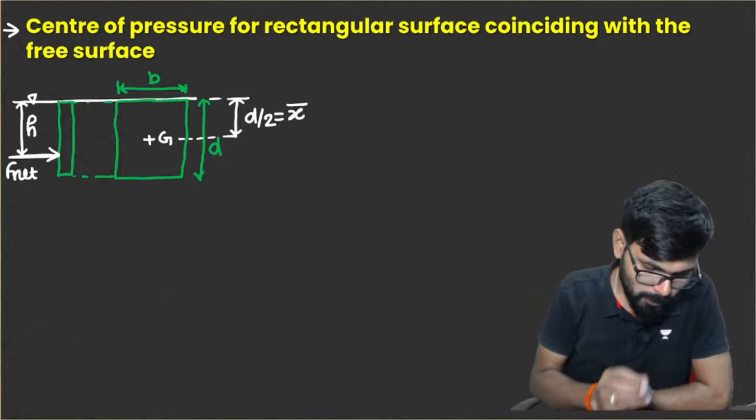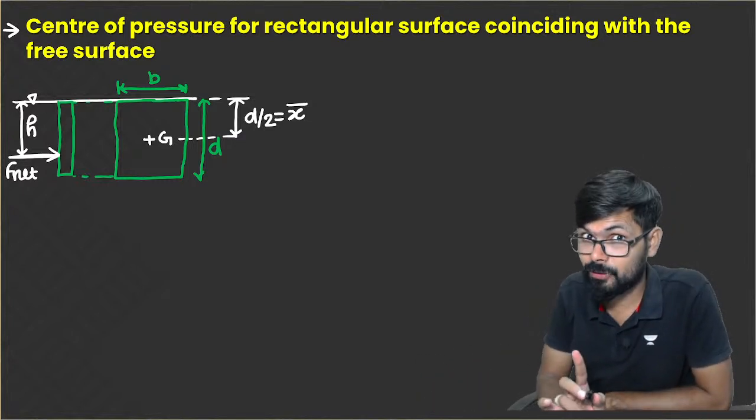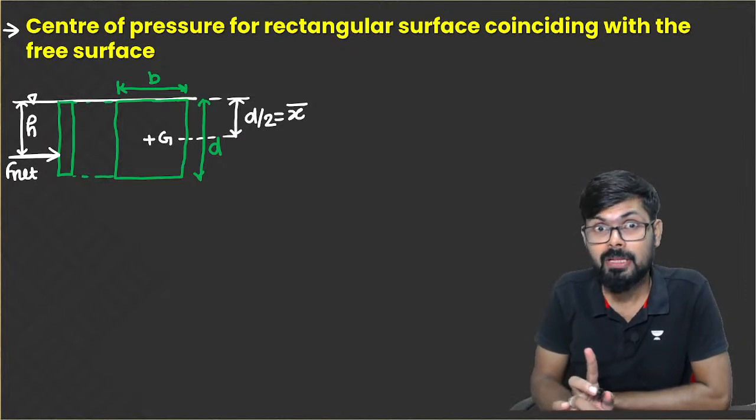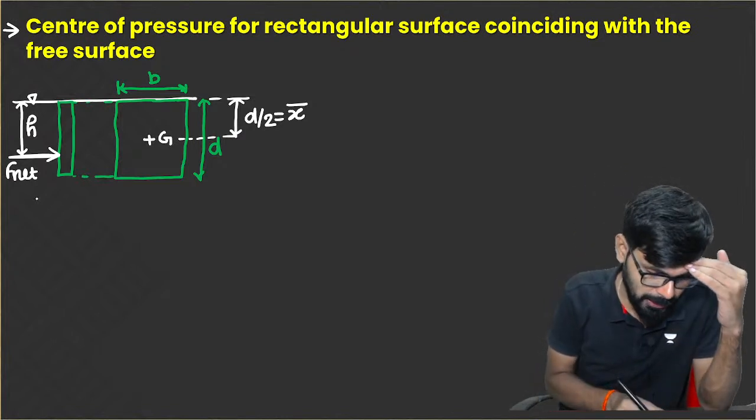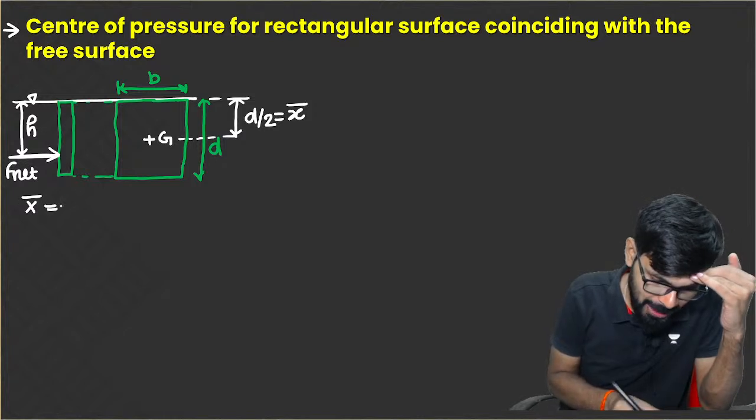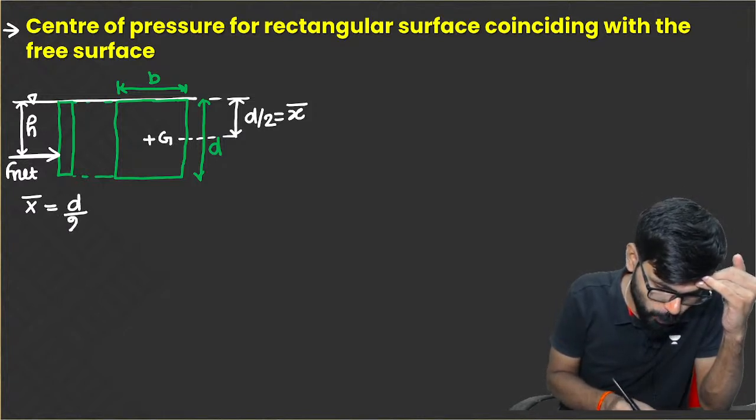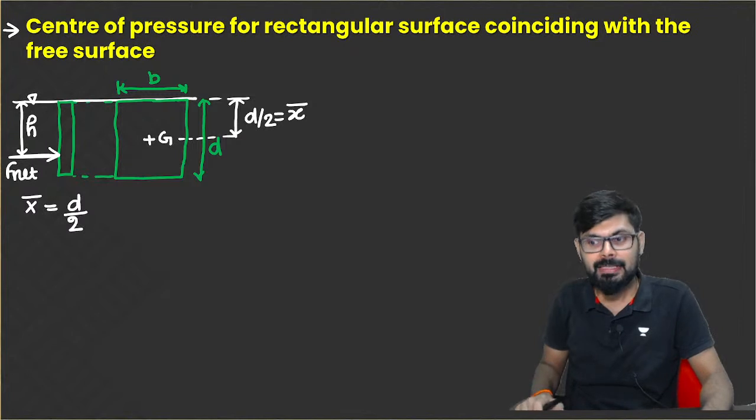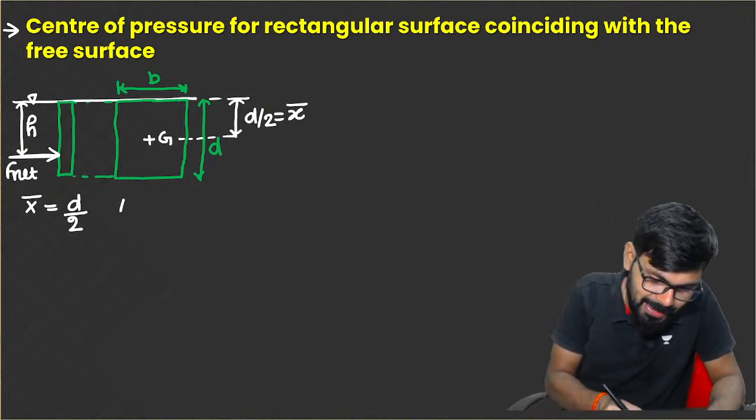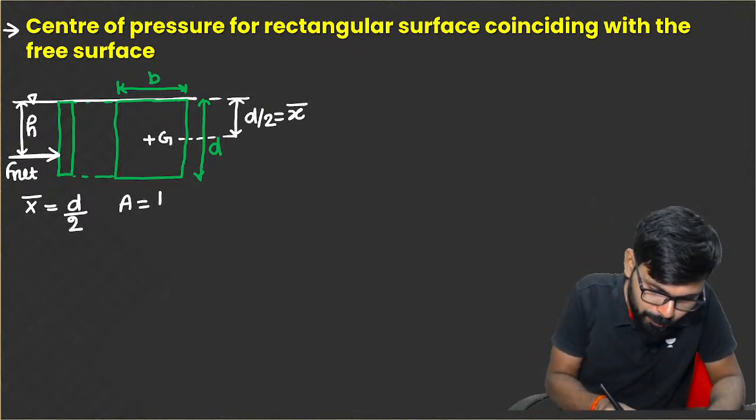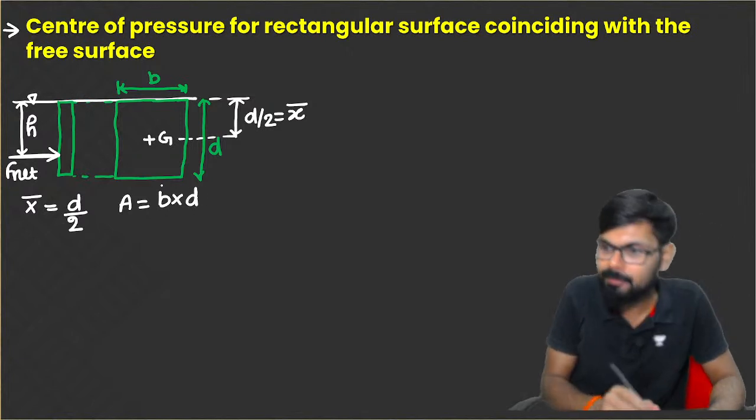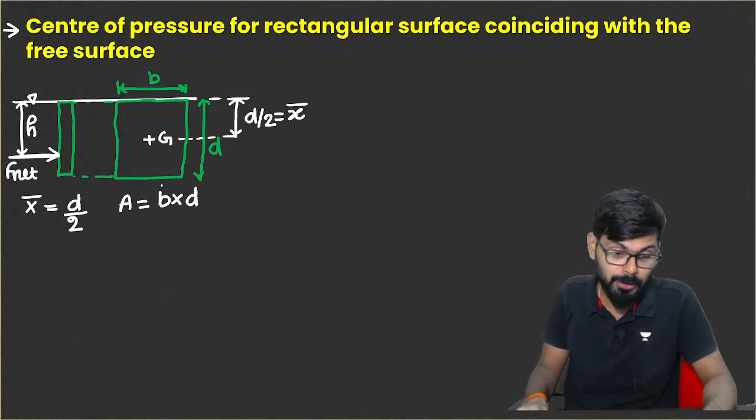Clear? Now listen carefully. Everyone listen very carefully. What is the value of X bar here? The value of X bar is D by 2. Now what will the area be here? The area will be B into D.